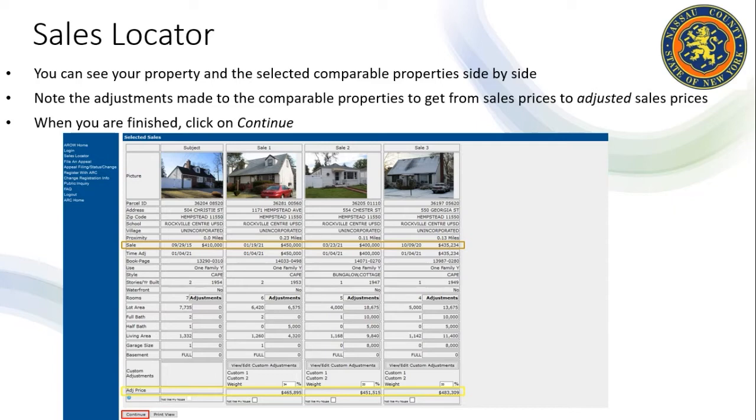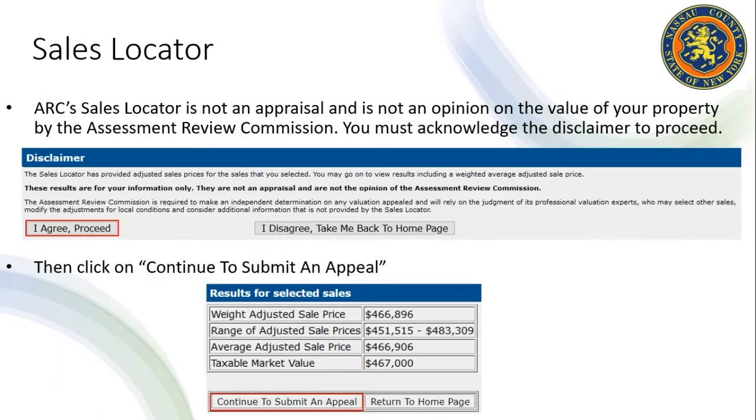Bottom left corner, it says continue. We're going to click continue. And now at this point, you have to acknowledge that the sales locator, it's not an appraisal. And it's not an opinion on the value of your property by the Assessment Review Commission. You have to read the disclaimer and agree to it before you go any further. So you click I agree, proceed. Then it gives you the results.